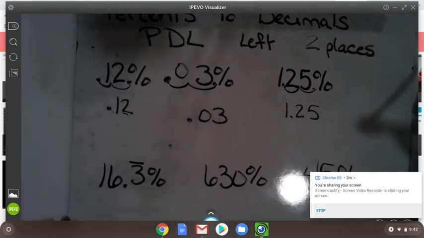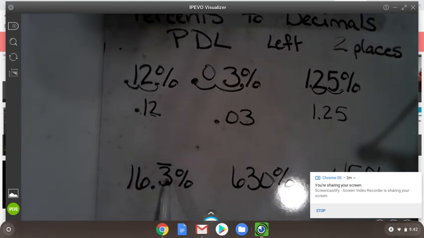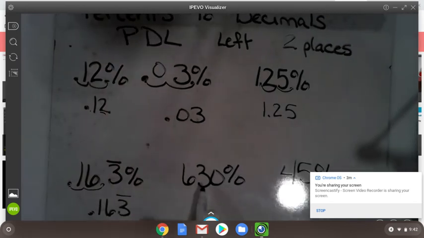Down here below, sometimes percents have decimals in them. And so this 16.3 repeating, I move it 2 places to the left and I get 0.163 repeating. The next one, 630, this is the first question on your assignment tomorrow.